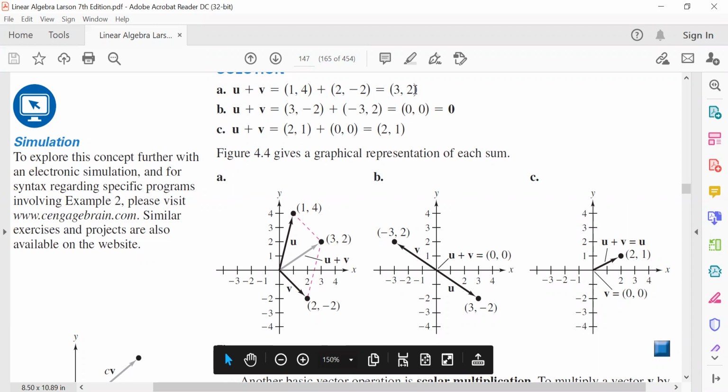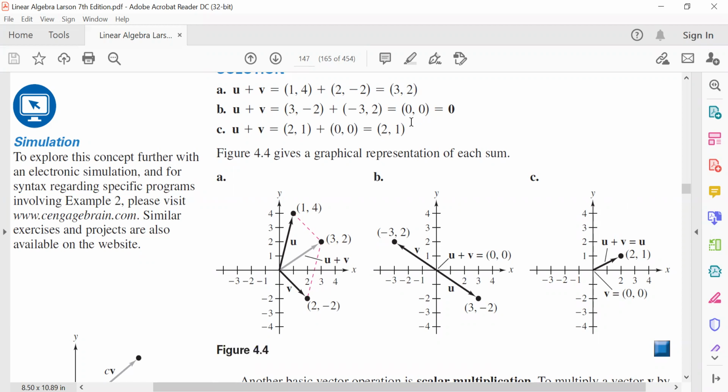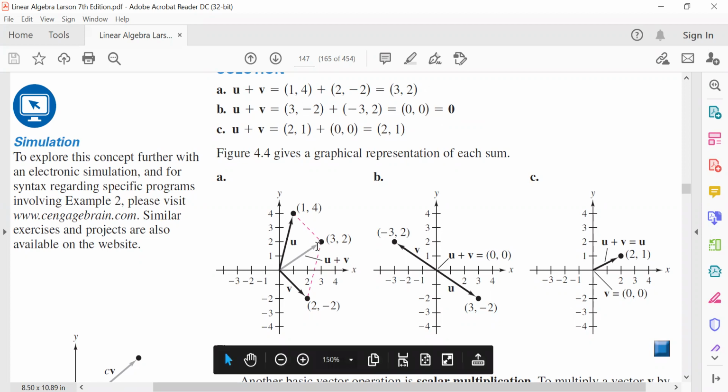The 3, 2 should be your final answer. This should be 0, 0. Now that means these two vectors were additive inverses of each other, which of course is the 0 vector, and 2, 1. Now notice that what I did here is I took 1, 4 to look at this in picture form, and I took the second vector and I added them. I got 3, 2. But you see, if you draw it out, you get this little parallelogram.